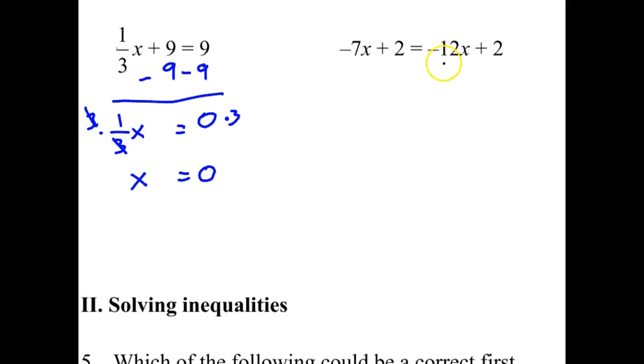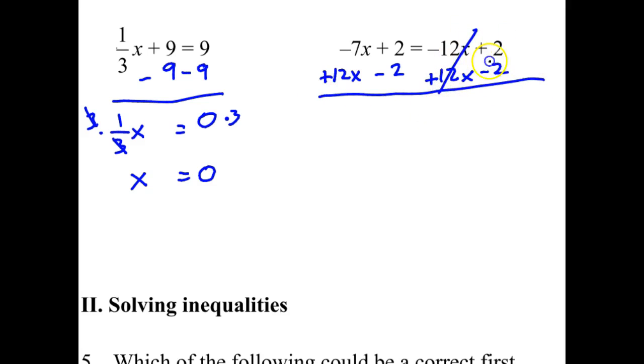Okay, and one more to solve here. You can add 12x to both sides, and subtract 2 on both sides. So that's 0, that's 0, so the whole right-hand side is 0. That's 0, and they're asking, let's see, 12 minus 7 is 5. 5 times what? 5 times what is 0? That'd be 0. Divide by 5 on both sides.